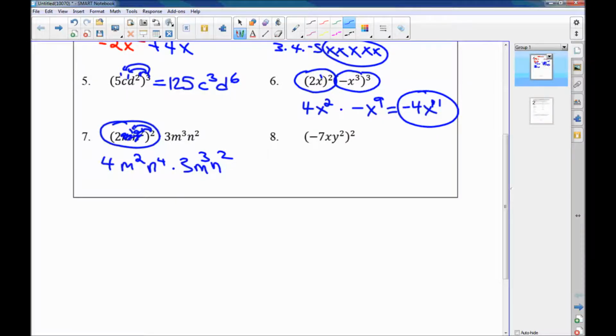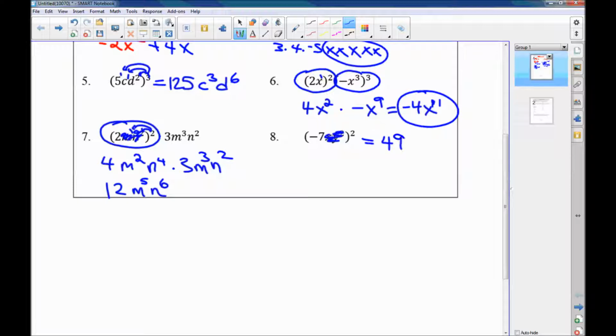Okay. So now we do our coefficients. 4 times 3 makes 12. We have some n's and some m's. So there's 2 plus 3 for 5 exponent on the m, and 4 plus 2 for a 6 exponent on the n. Okay. And number 8, if we cover up the x's and y's, you can see that's negative 7 in parentheses to the second power.